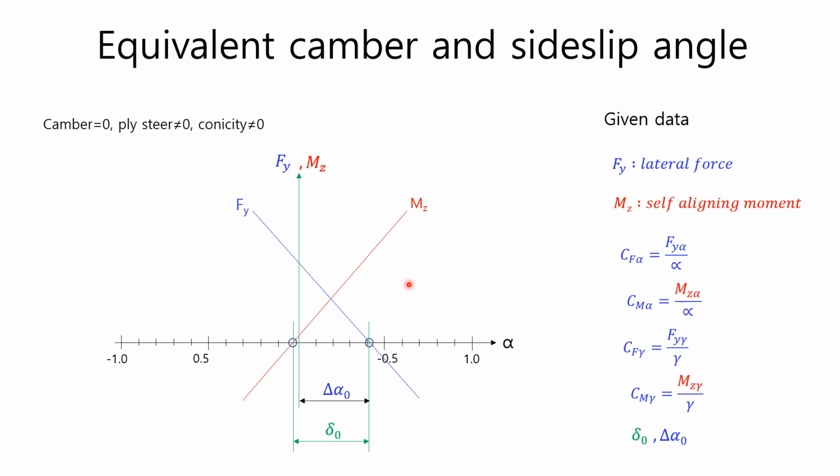Now let's look at the graph for a tire without camber, with Ply Steer, and with conicity measured from an arbitrary tire. We will develop the equation to calculate the equivalent camber and equivalent side slip angle about this figure. The given data are cornering force stiffness, self-aligning moment stiffness, camber stiffness, camber aligning moment stiffness, delta 0, and delta alpha 0.